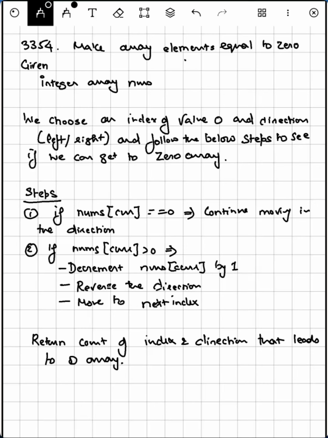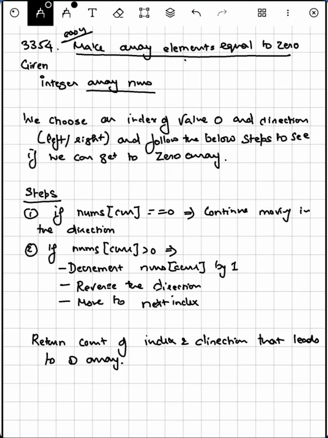Hello everyone. Today we are looking at LeetCode problem 3354, which is an easy problem. Let's see what this problem says. The question says: make array elements equal to 0. So this is the expectation. Let's understand what it's saying.